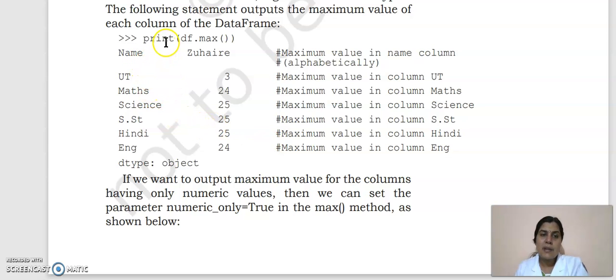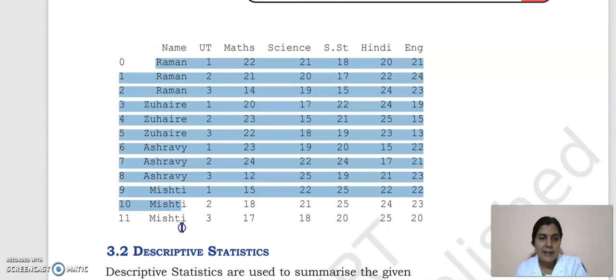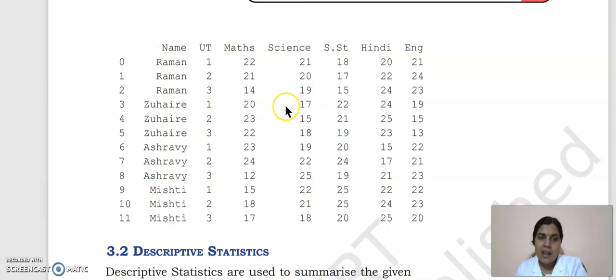So print df.max will give the maximum value of each column. So UT 3, Maths 24, Science 25, SST 25, Hindi 25, English 24. And in name, Suhair. That means in this column, the maximum value is based on the alphabetical order.